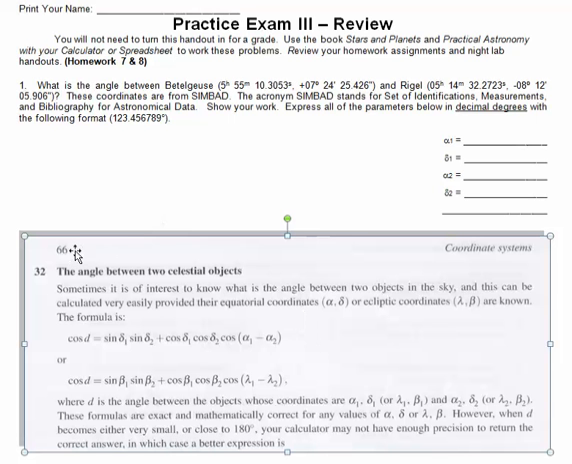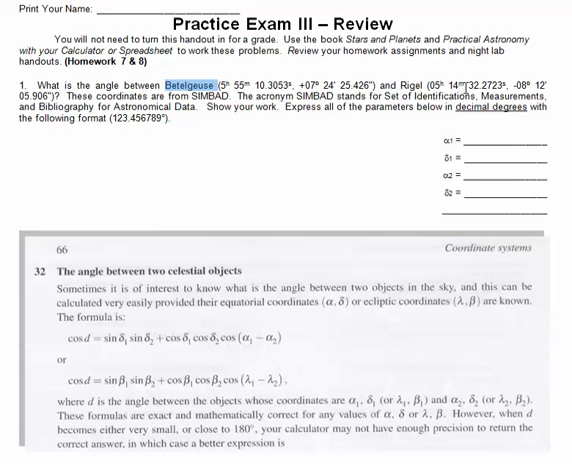This is on page 66, section 32, talking about the angles between celestial objects. Looking at this first one, it's the angle between Betelgeuse and Rigel. Just make sure that you convert that over to decimal hours first, and then multiply it by 15 degrees per hour of right ascension, and then you'll record the answer right here in decimal degrees using that format right there.